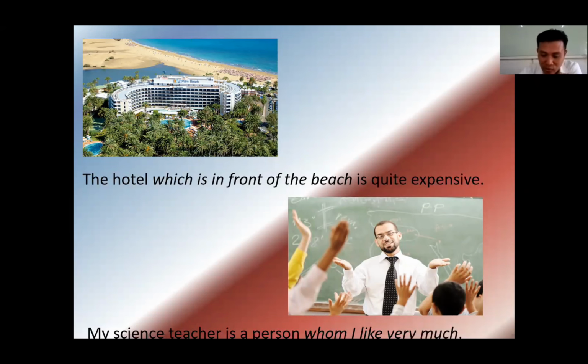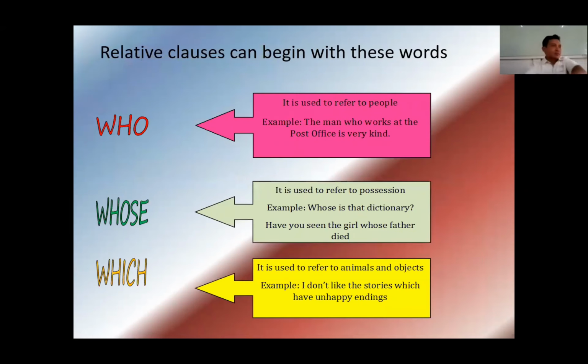Okay, we continue. All right, here is some extra information. A relative clause can begin with these words. You can use who, whose, which, what else? Who, whose, which, and whom, and that, okay, right. And then where, when.